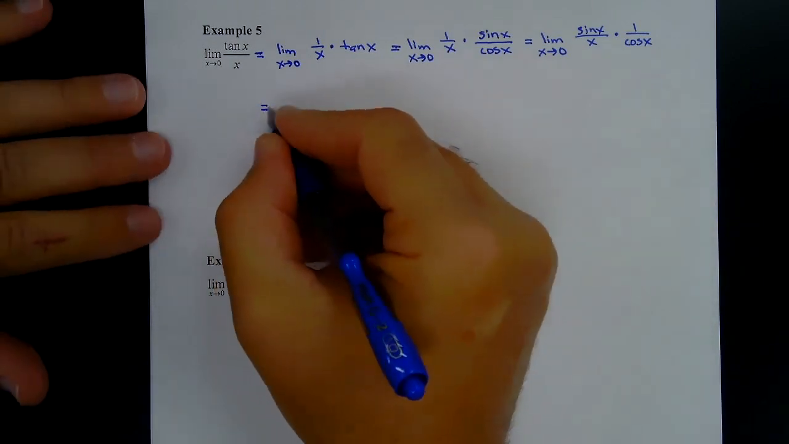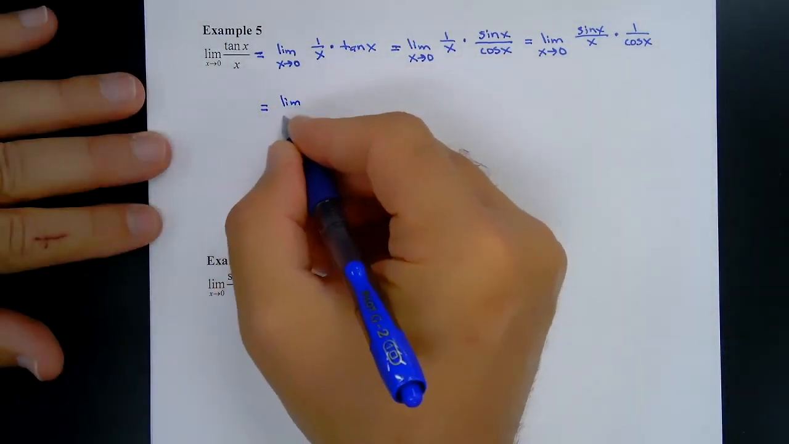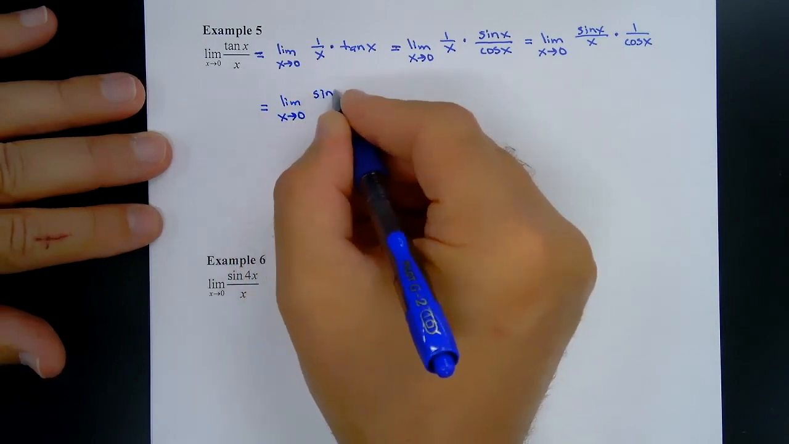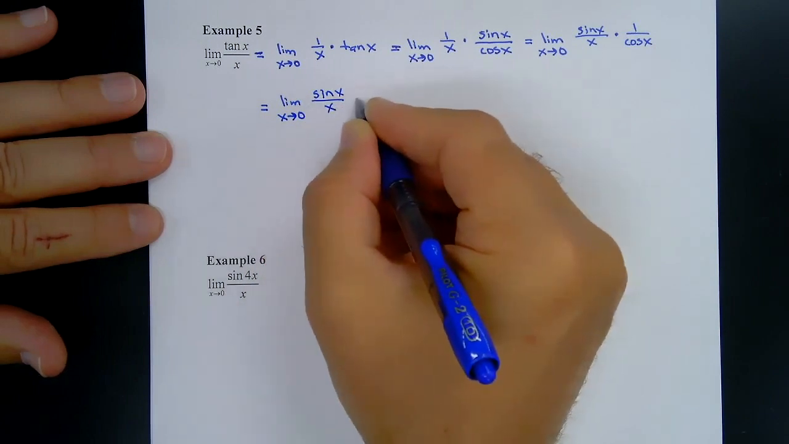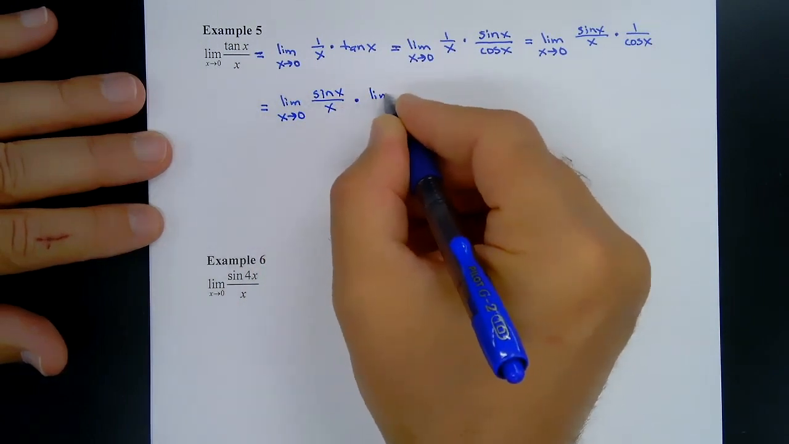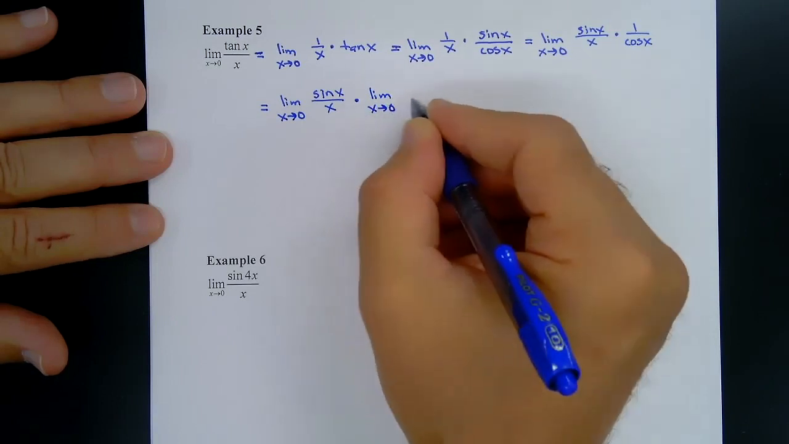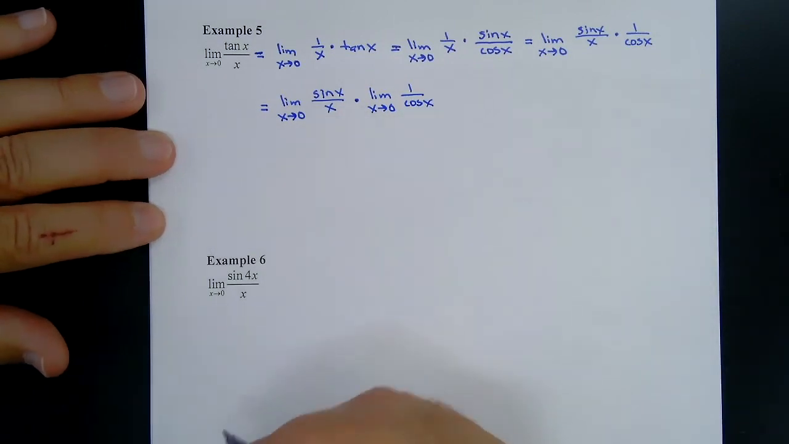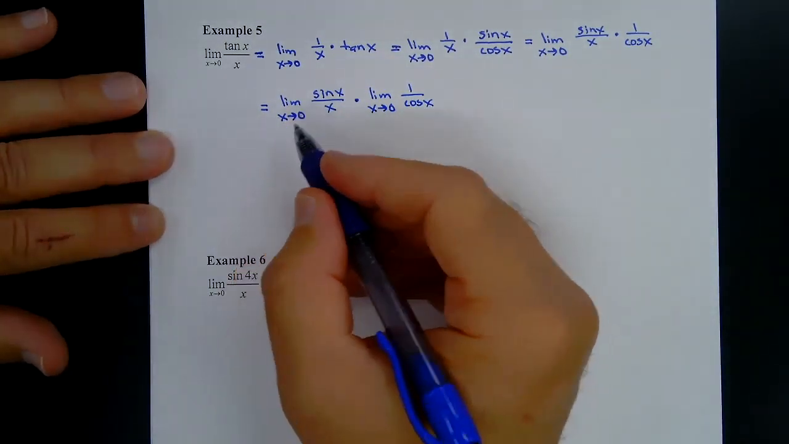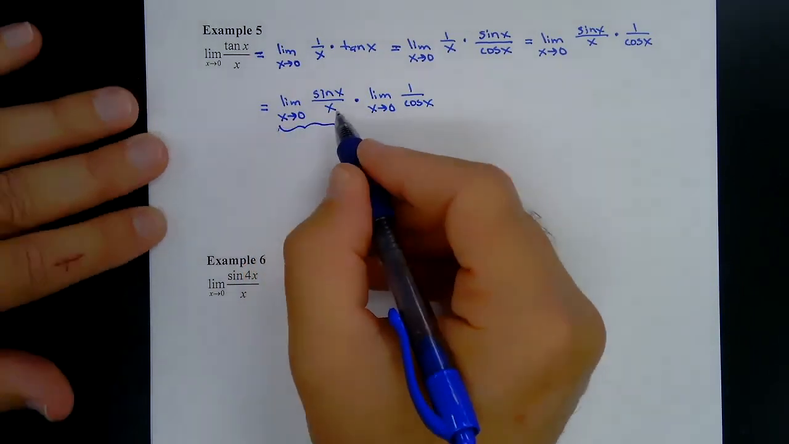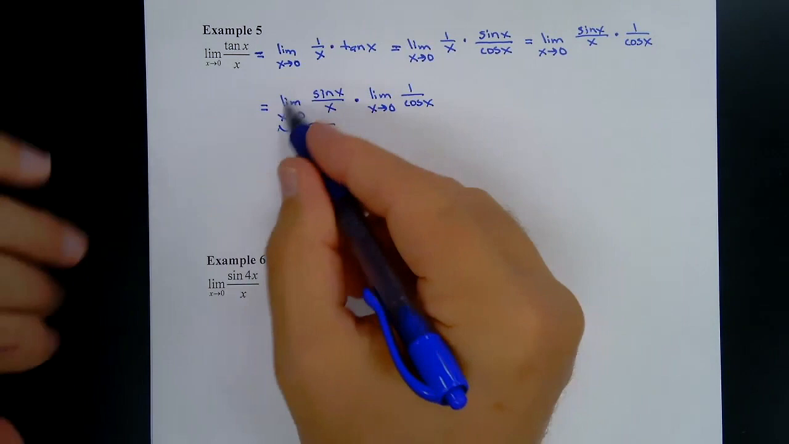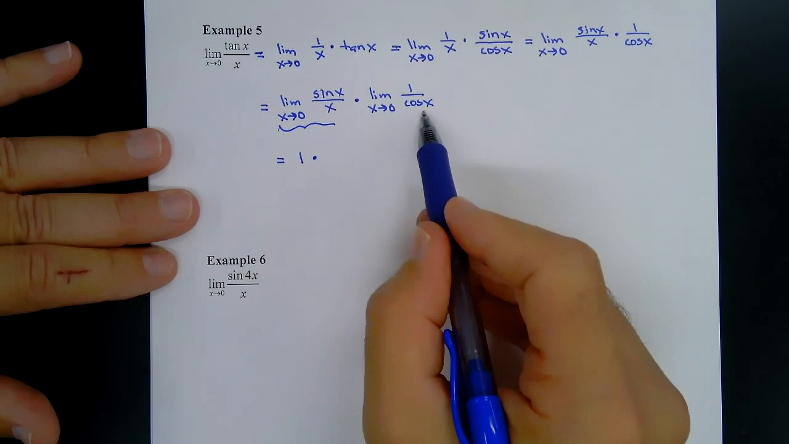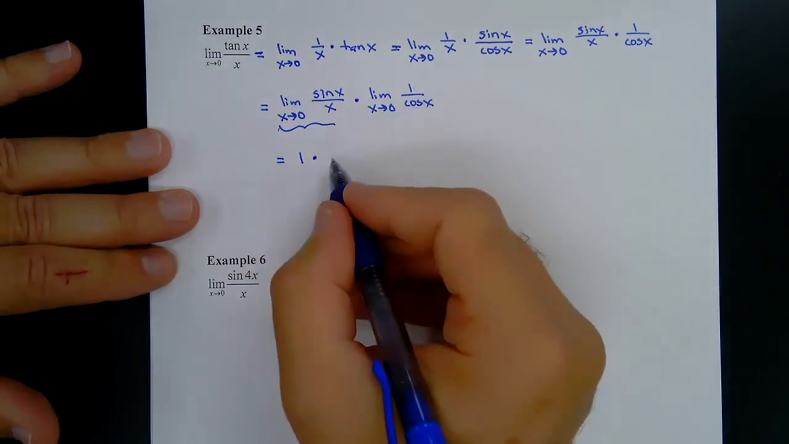So this is equivalent to the limit as x approaches 0 of sine of x over x times the limit as x approaches 0 of 1 over cosine of x. What we know from what we just talked about is we know this one. This turns out to be 1, times, and now we can do a direct substitution. So this is 1 over cosine of 0.